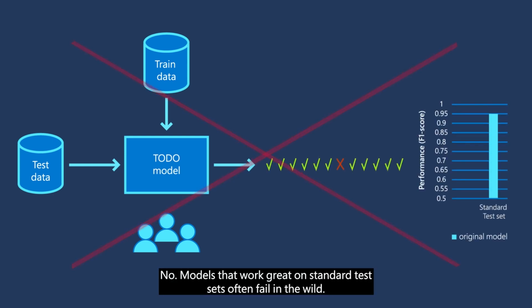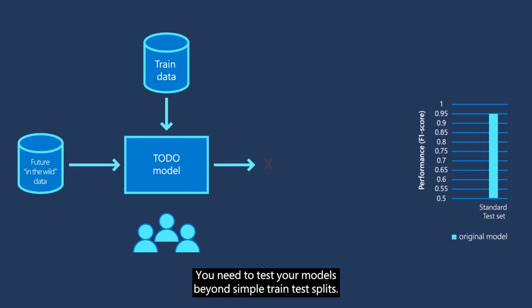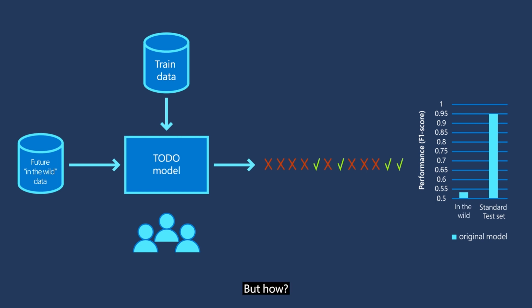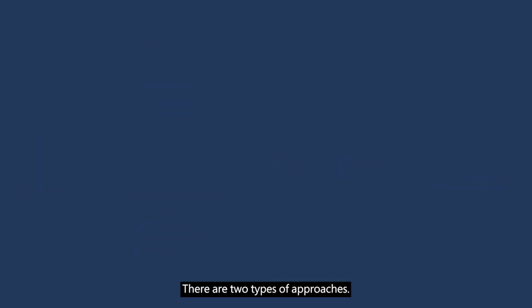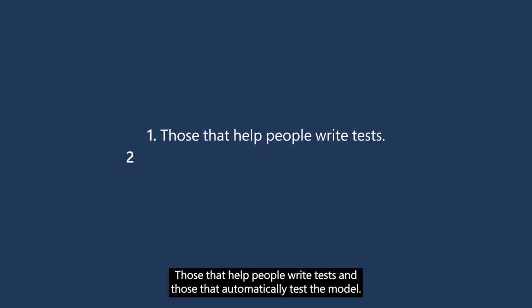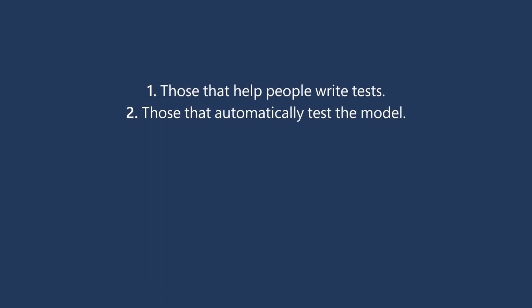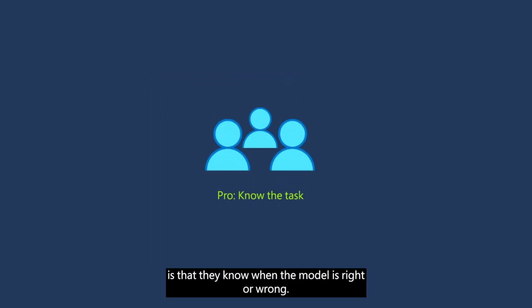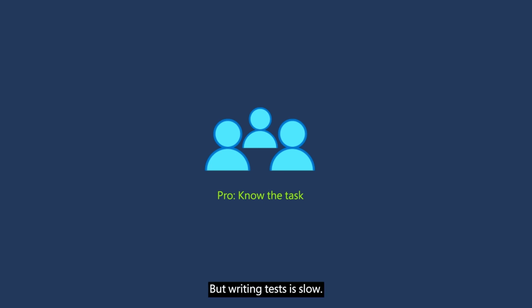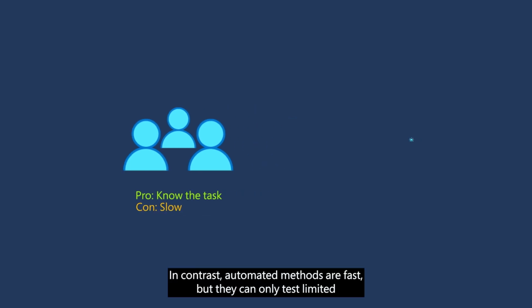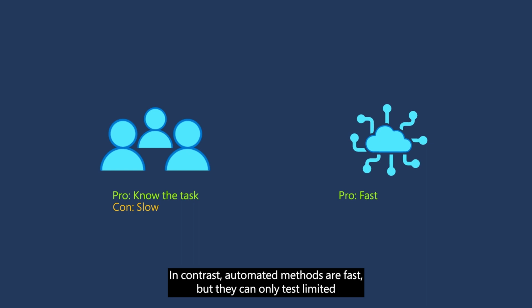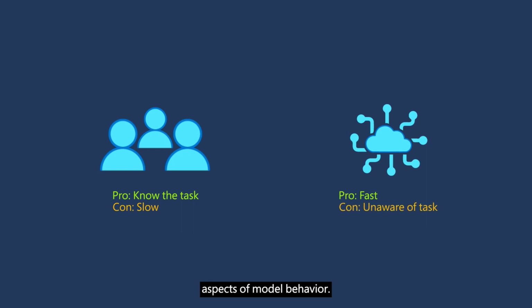No. Models that work great on standard test sets often fail in the wild. You need to test your models beyond simple train-test splits. But how? There are two types of approaches: those that help people write tests and those that automatically test the model. The good thing about people is that they know when the model is right or wrong, but writing tests is slow. In contrast, automated methods are fast, but they can only test limited aspects of model behavior.